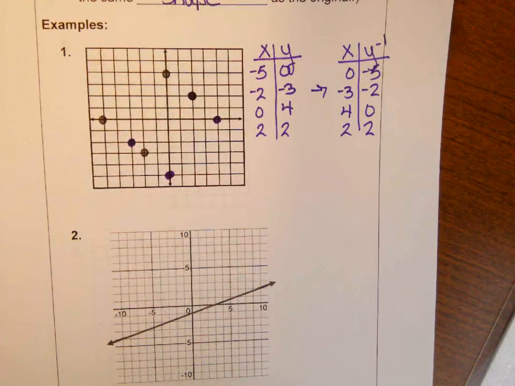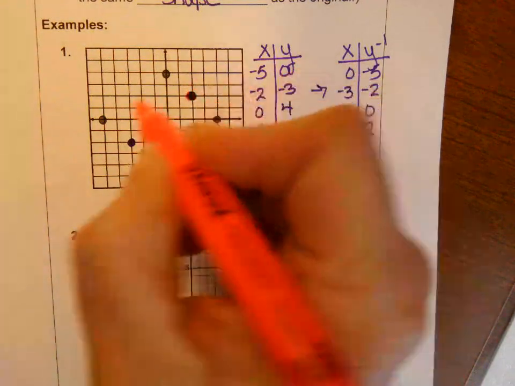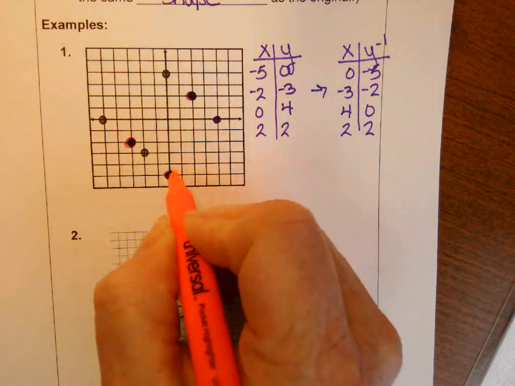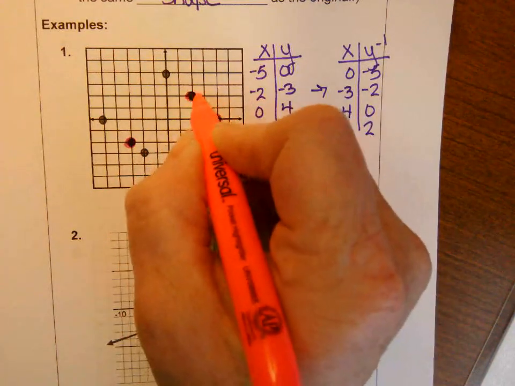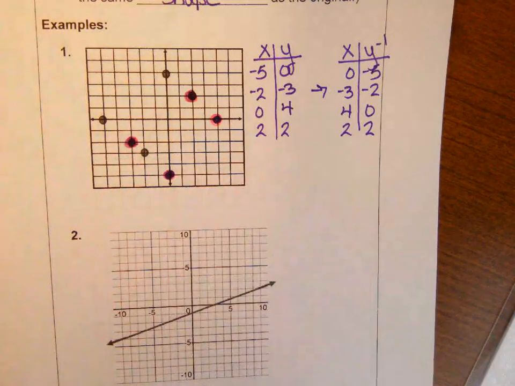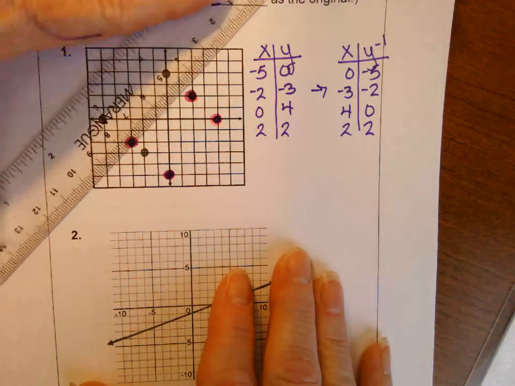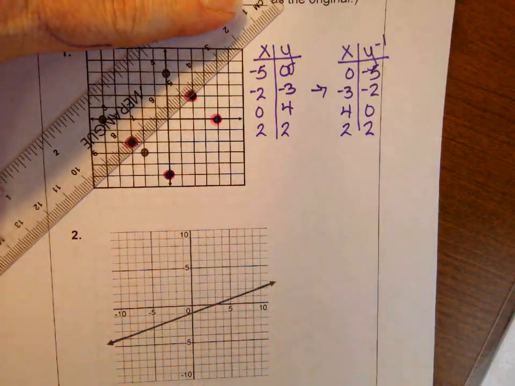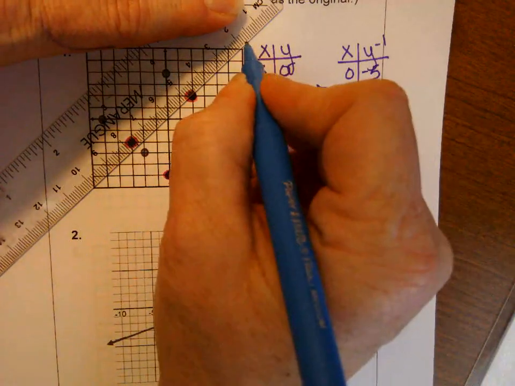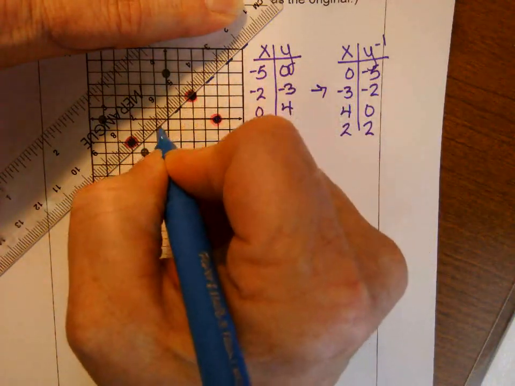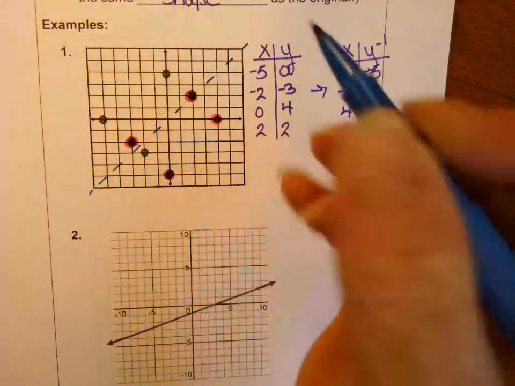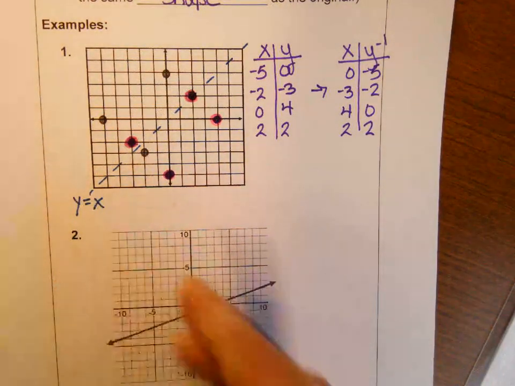Okay, this is very interesting. And you know what? I'm going to highlight these points because as I'm looking at the screen, it's kind of hard to see. So I'm making them pretty big and I'm highlighting. And here's the interesting thing I want you to notice. There's some symmetry here. And that symmetry is on the line y equals x.